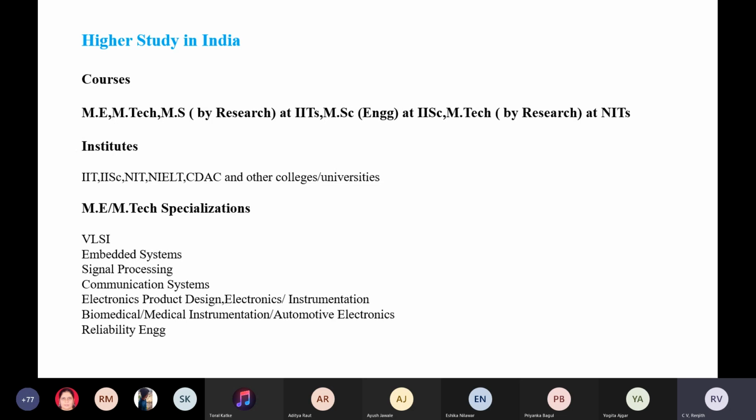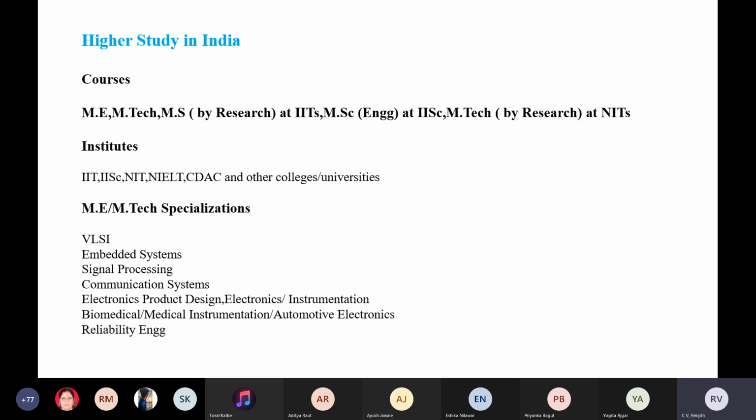Now the specialization. As I told you in the beginning, as an electronics engineering graduate, you can do ME in various specializations, computer science and also electronics. That means you have got a wide variety of opportunities. So now the most important thing is that you need to choose your specialization. For that you need to have a career objective. That is the reason why career objective is again very important. Without a career objective, you cannot choose your specialization. For example, if you want to work in the VLSI domain and you do ME in signal processing, it won't help you much, or vice versa, because the focus is different there. So you should choose your specialization based on your career objective.